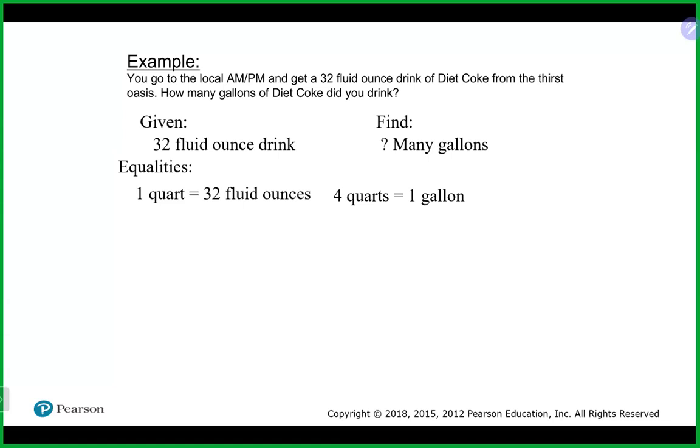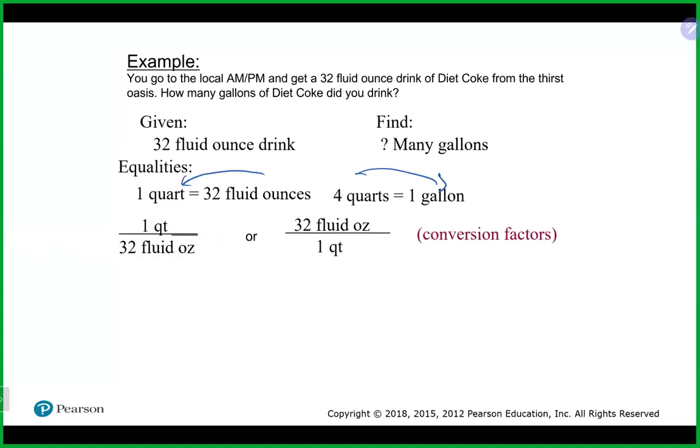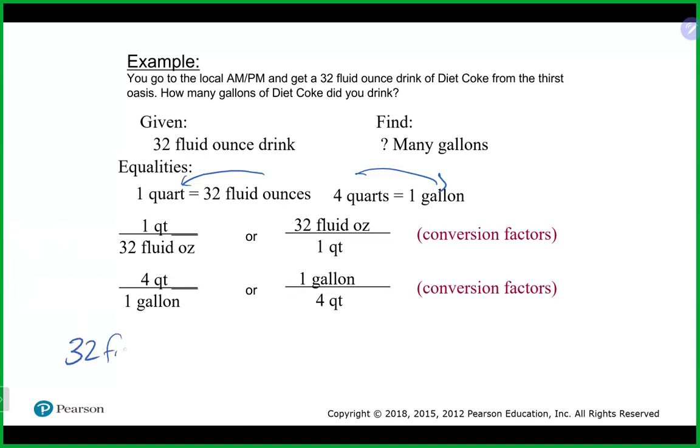So in this case, we could go from fluid ounces to quarts over to gallons. So these are a couple of equalities that can get us to where we need. From these equalities here, we could have a few conversion factors to choose from. And again, as we talked about, we're not going to use all the conversion factors. We're just going to use whichever ones we need. So here we'll start with what was given to us, which is 32 fluid ounces. Once again, that's basically up on top.